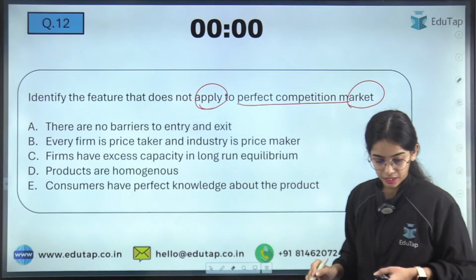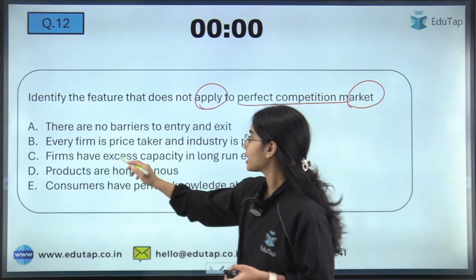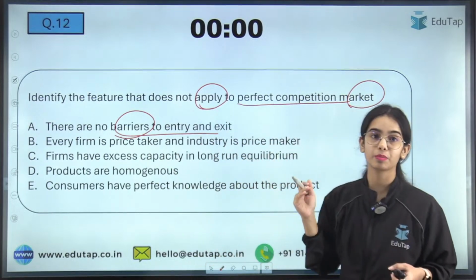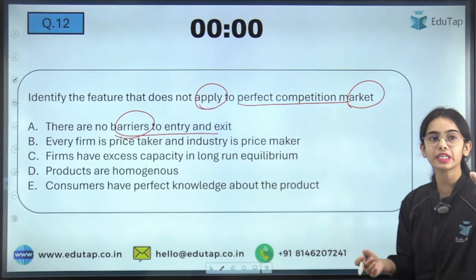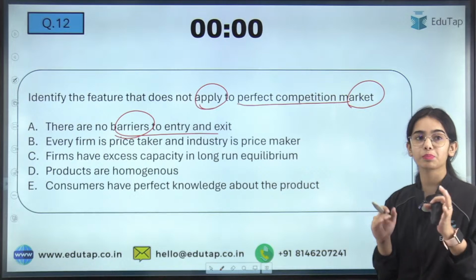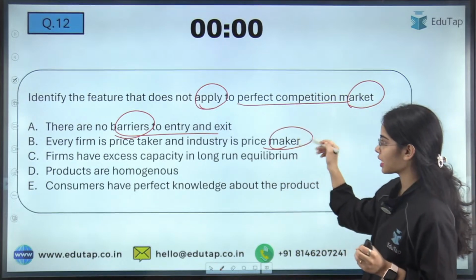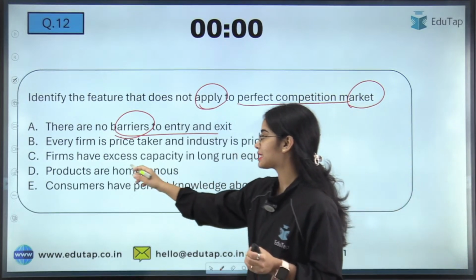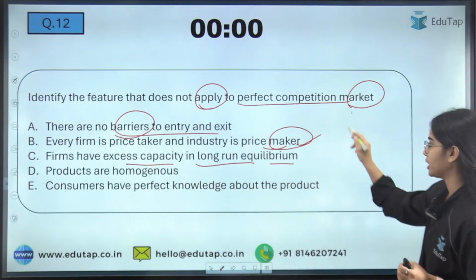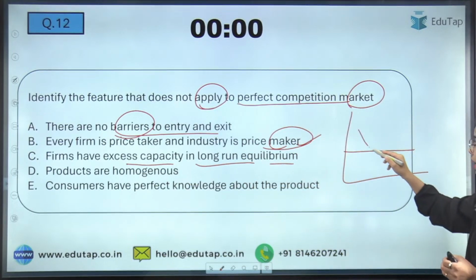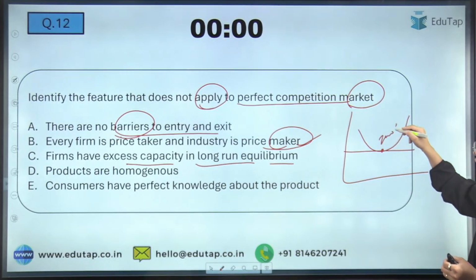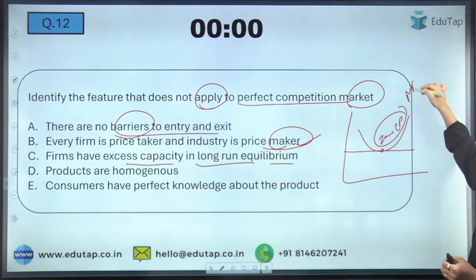Okay. Coming to this question, that there are no barriers to entry and exit under the perfect competition. Absolutely correct. Every firm is a price taker and the industry is price maker. Absolutely correct. Firms have excess capacity in long run equilibrium. No, in the long run equilibrium, the firms are producing at normal profits. Here we have zero economic profits, or here we have normal profits.